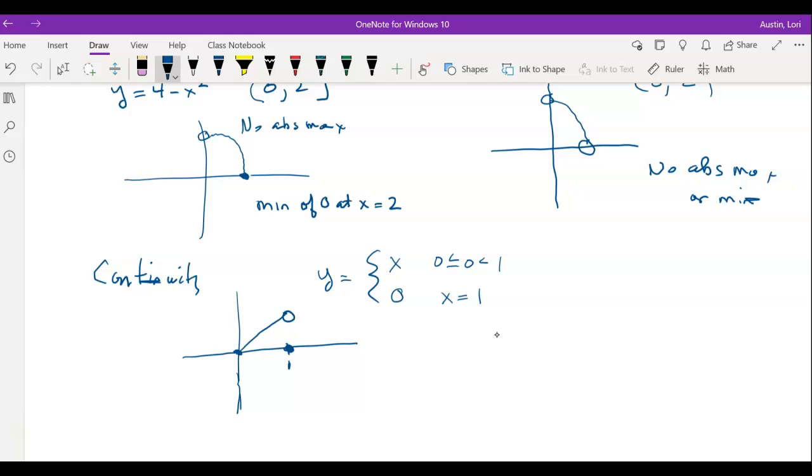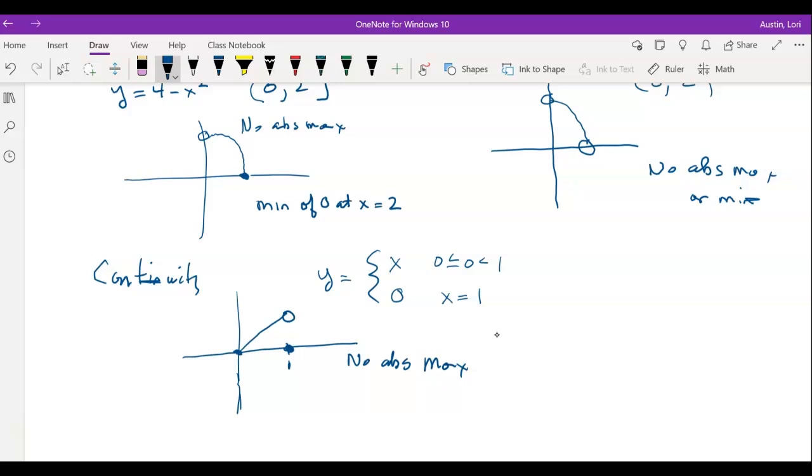Do not have an absolute max. Everybody see that? No absolute max. Let's talk about the absolute min, though. Okay, it's defined. You gotta remember, this is defined everywhere on our interval. Our interval is 0 to 1, right? Because that's the only place we have our graph. It is defined everywhere here. It's defined there. So we have a function.